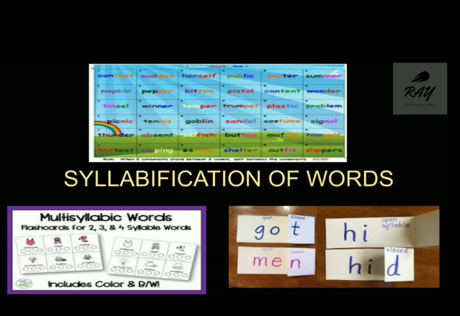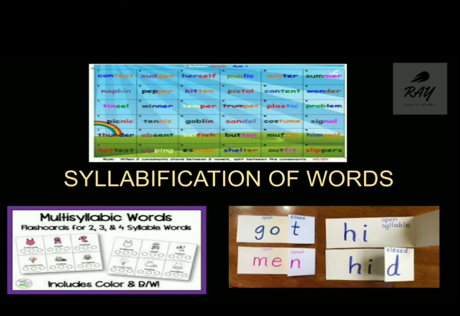The first technique is syllabification of words. As you know, words are made up of syllables, a group of sounds. Syllabification helps them to read better. For example, if the word is winner, we might divide it into win and ner, so it's not read as one long word. That makes it easy for the child to read. Bigger words are broken into two, three or four smaller chunks, and the child would be able to read them out.